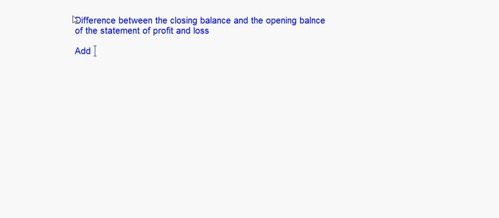To this you will add. Now what are the items to be added? Just see. Proposed dividend of the current year should be added, right? Then the next thing you will add is interim dividend paid during the year. Fine.